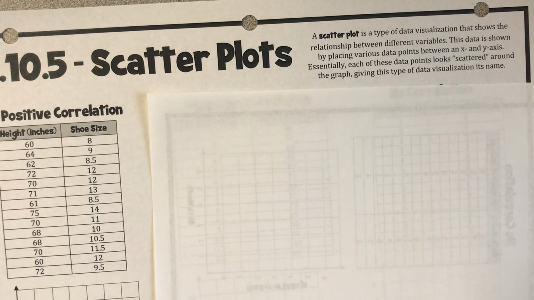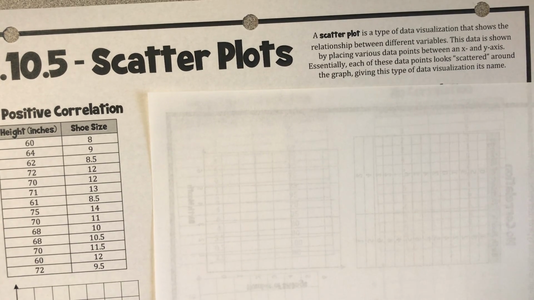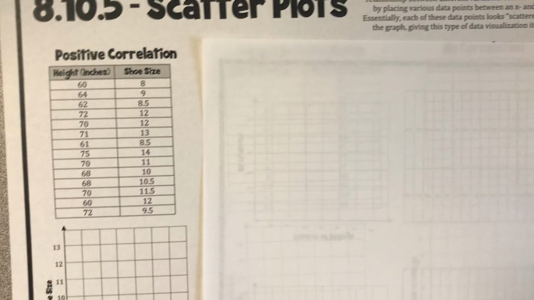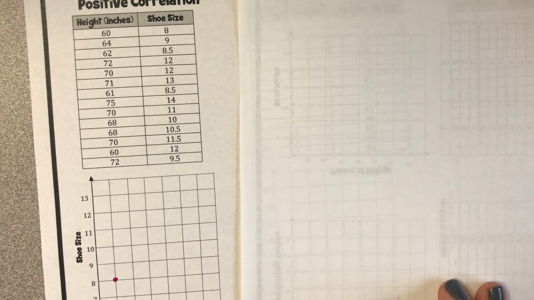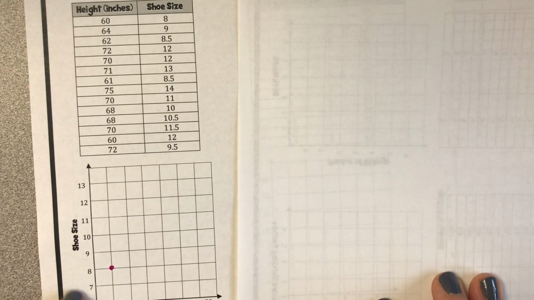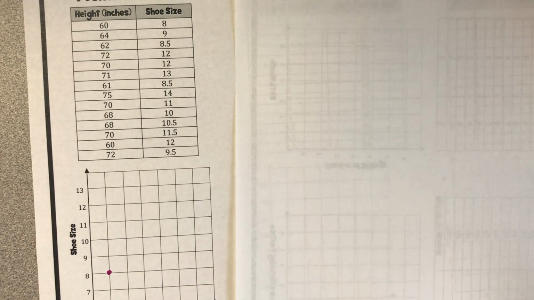Okay, today we're going to talk about scatter plots. Scatter plots is when you're comparing two sets of data on one graph. We're essentially going to graph one set of data along the x-axis on the bottom and the other along the y-axis. And the point where they meet is going to be our plot or our dot.